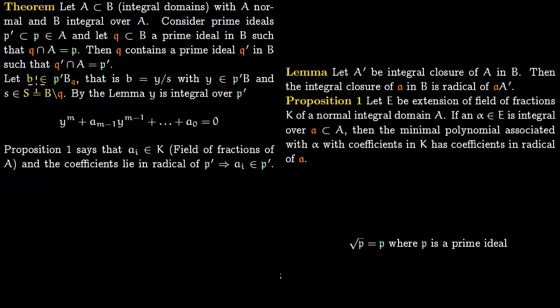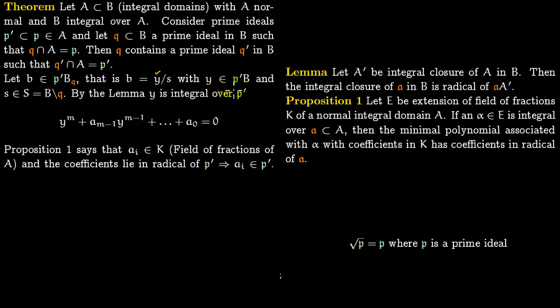So let us start with b lying in p'B_q. So b has to be of the form of a fraction. So b is y by s, where the numerator y lies in p'B, and the denominator s lies in the multiplicatively closed set S, which is of the form ring B minus the prime ideal q. This is just the definition from localization.